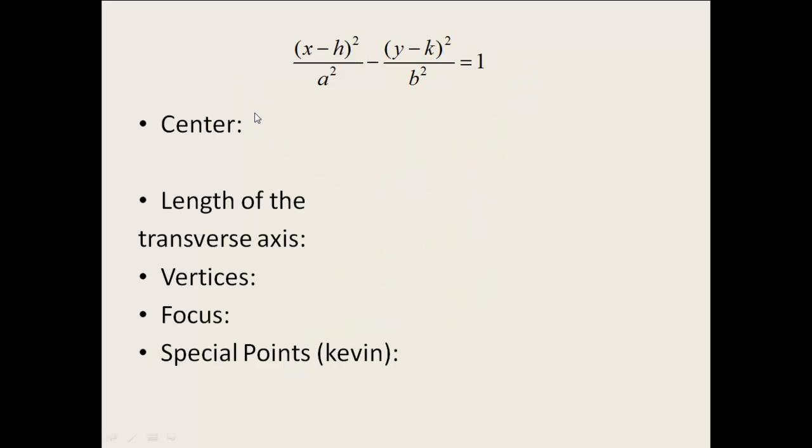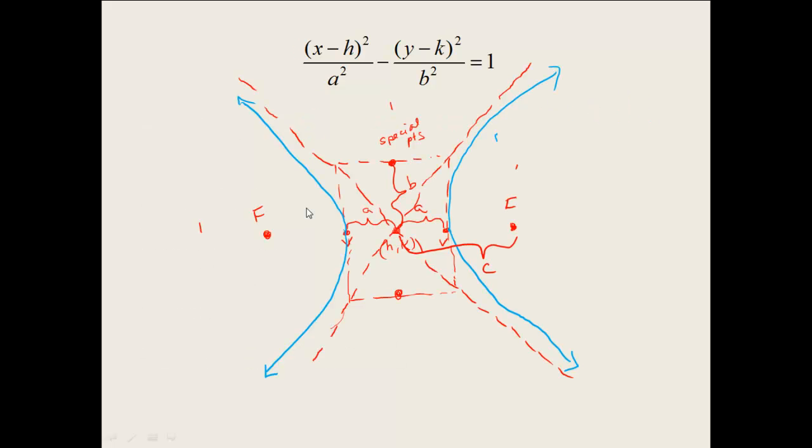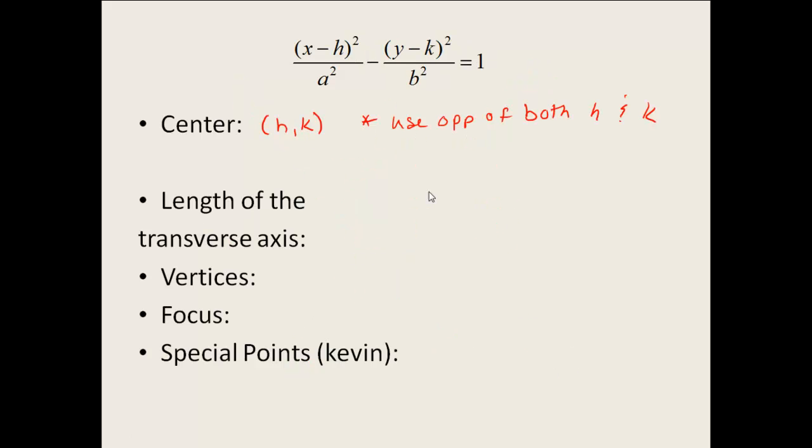Now we're going to go back and look at the important information that goes along with these. Our center is at h comma k, but you have to remember to use the opposite of both those. The length of the transverse axis. Well, if you go back and look at your definition of the transverse axis, it's the line segment joining the vertices. So when I come back here and I look at the line segment joining the vertices, that's this line segment right here. Look at that length. It's going to be 2a. So the length of our transverse axis is 2a.